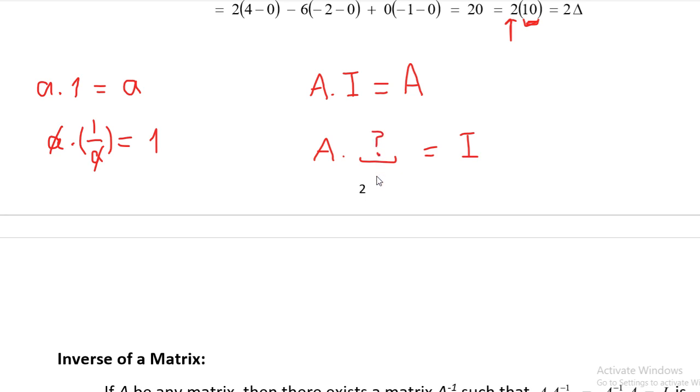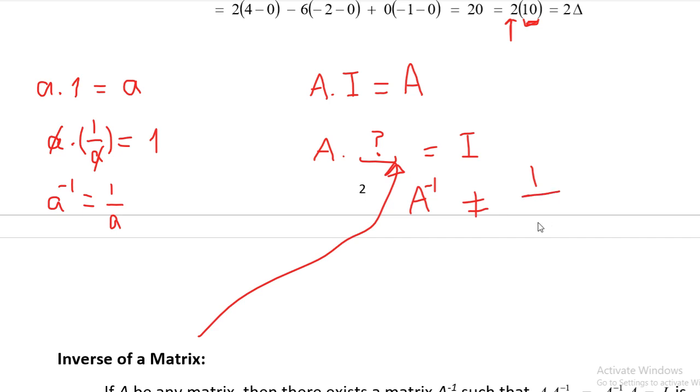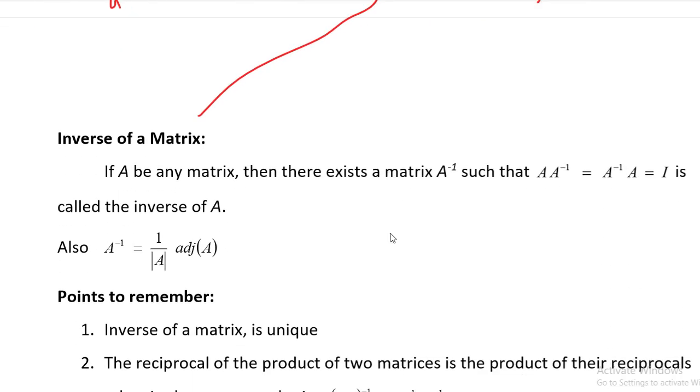This is basically the inverse of a matrix, and usually we write it as A to the power minus 1. This is not a power of minus 1, this is A inverse. For real numbers, A to the power minus 1 is the same as 1 over A. But here A inverse does not mean 1 over A, because we have no division of a matrix. We have only multiplication of matrices. If you want to define division, you can do that by taking the A inverse. So how do we find A inverse?